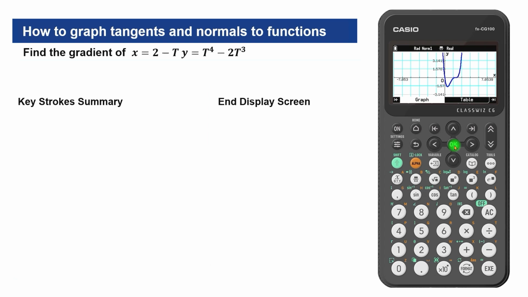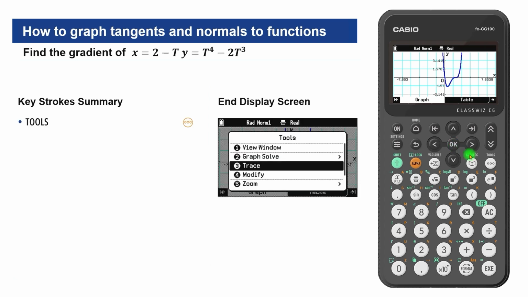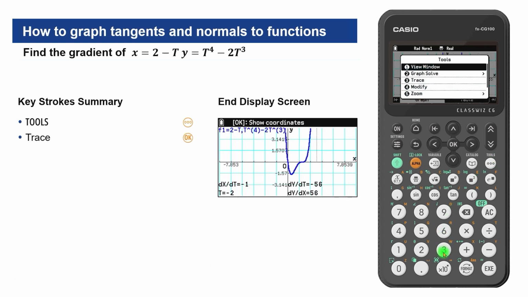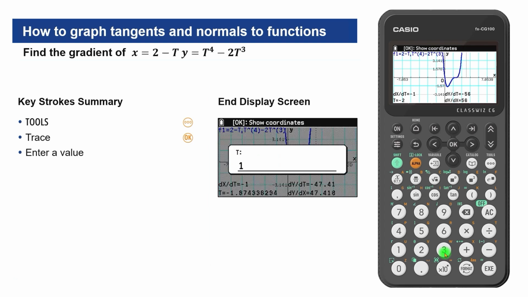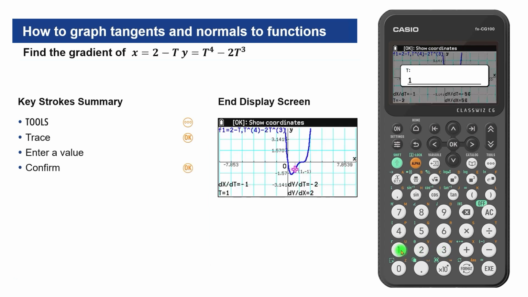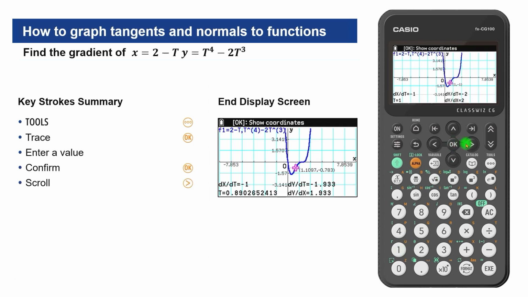Finding the gradient of parametric equations uses a similar method to that seen earlier. From Tools, select Trace. The cursor is placed at the lower t bound, displaying three differential values, dx dt, dy dt, and their fraction dy dx. Enter a t value as before, and confirm to place the cursor at that point. Scrolling will also move the cursor. End the analysis with Back.